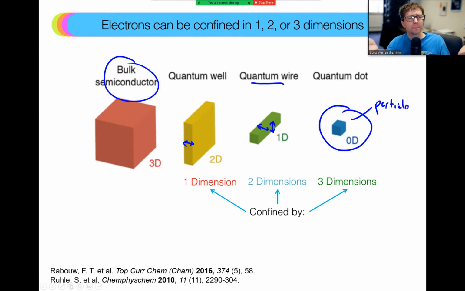Okay, so quantum wells, quantum wires, and quantum dots are three different ways that we can achieve quantum confinement. It gives rise to slightly different properties in each case, but the key idea for all of them is that the smaller you make the object, the larger the band gap will become: for the quantum dot, the smaller its diameter; for the quantum wire, the smaller its diameter; for the quantum well, the smaller its thickness.